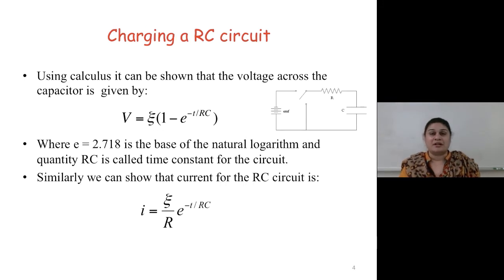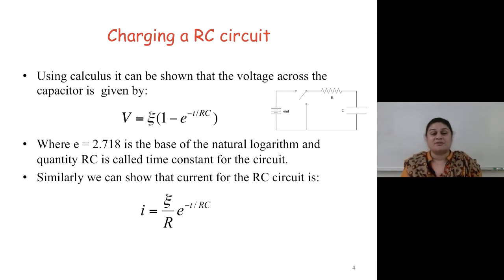So how do RC circuits work? Well, they work by charging and discharging the capacitor. Using calculus, it can be shown that the voltage across the capacitor is given by V equals EMF times 1 minus e to the minus t over RC, where e equals 2.718 is the base of the natural log, and the quantity RC is called the time constant for the circuit.